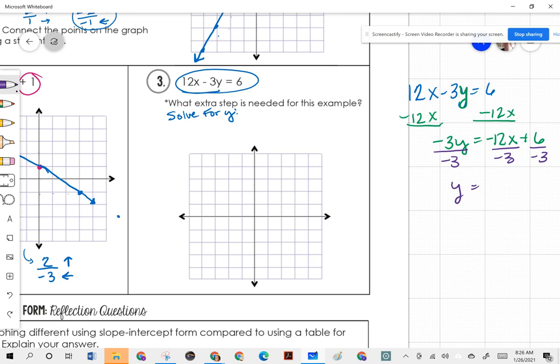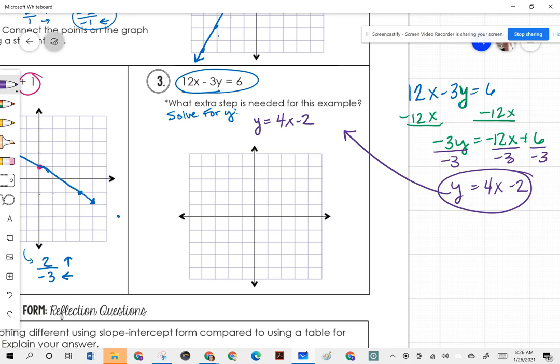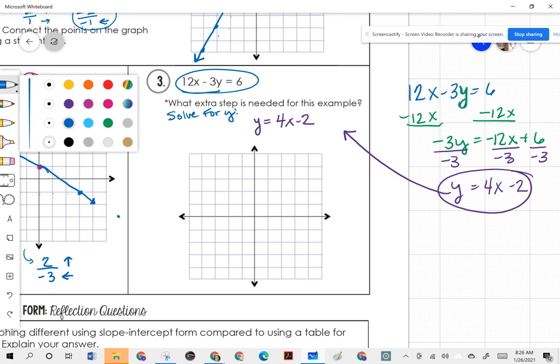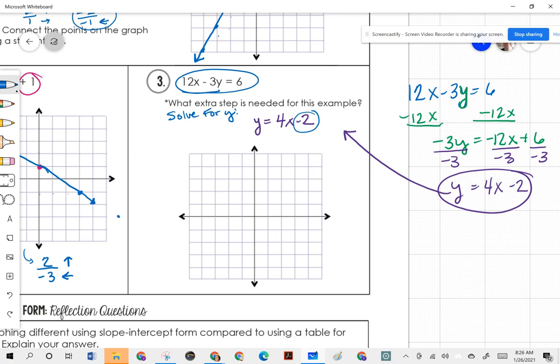So I get y is equal to 4x minus 2. So I take this information, and it's the same line. It's just that it's going to be a lot easier, A, to get practice at solving for y, and B, now you identify the slope and the y-intercept. So the y-intercept is going to be my negative 2, right? So this negative 2 is right here. And then my m is 4 over 1.